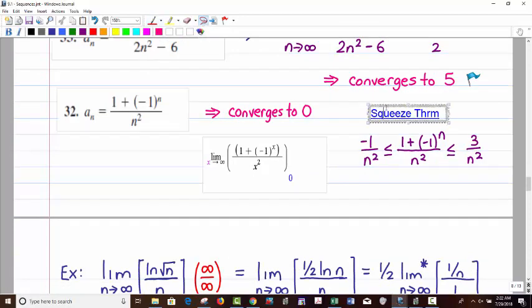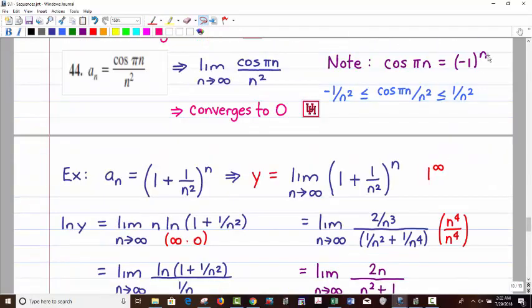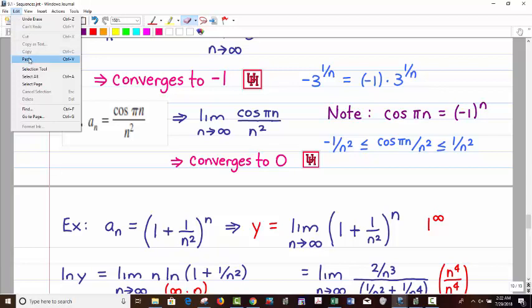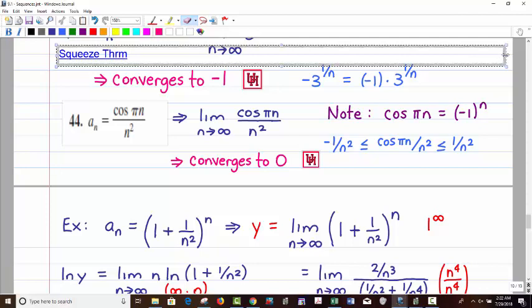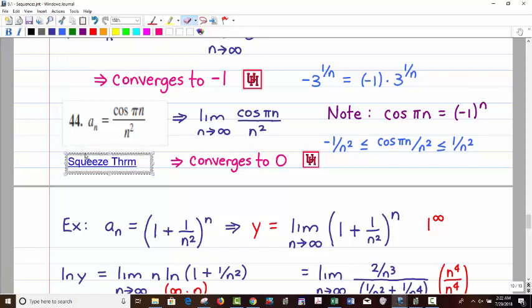Guess I could copy this, couldn't I? Except this time, instead of going 0, 2, 0, 2, 0, 2, you're going negative 1, positive 1, negative 1, positive 1, like that. But anyway, it's over n squared, so it's still going to be going to 0. So it was very similar to that other example. So it's just going to go to 0.